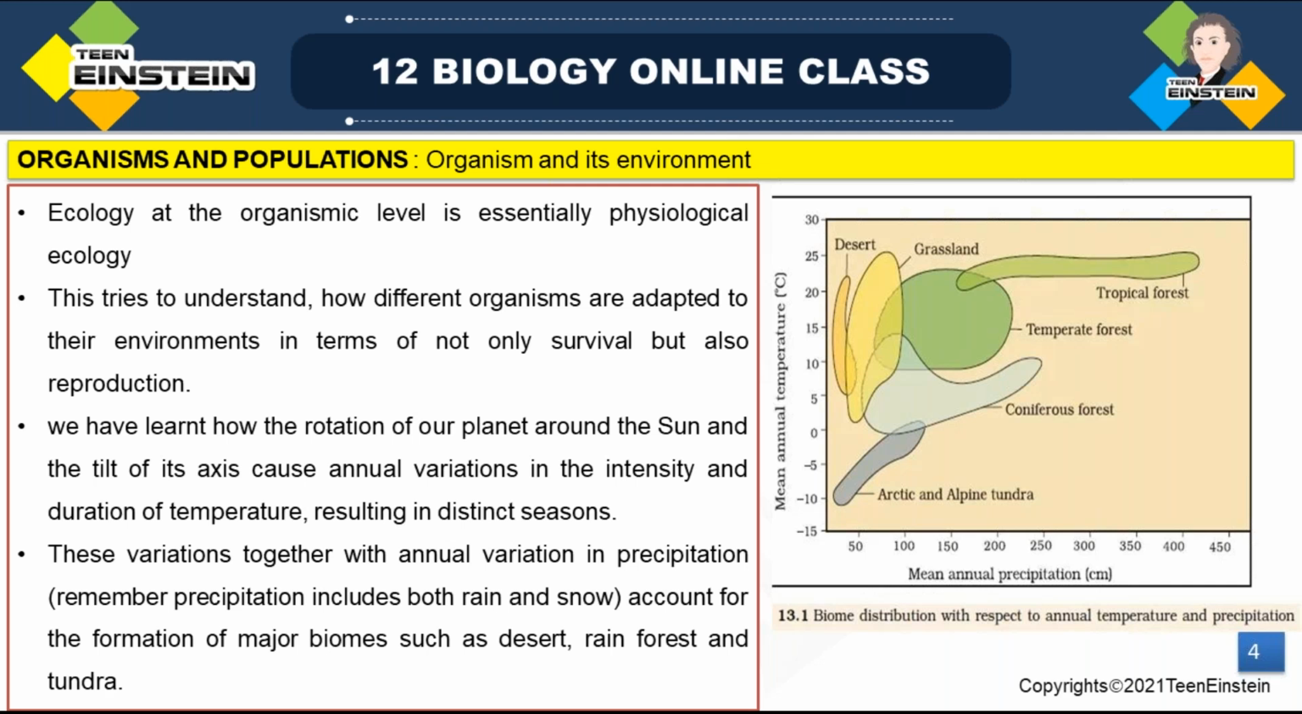Among these, we are learning about physiological ecology. That means the level of the organism. At the level of the organism, we are learning about ecology, and that is called physiological ecology. This makes you understand how different organisms are adapted to their environment, and what adaptations they have at the physiological level to adjust with the environment.